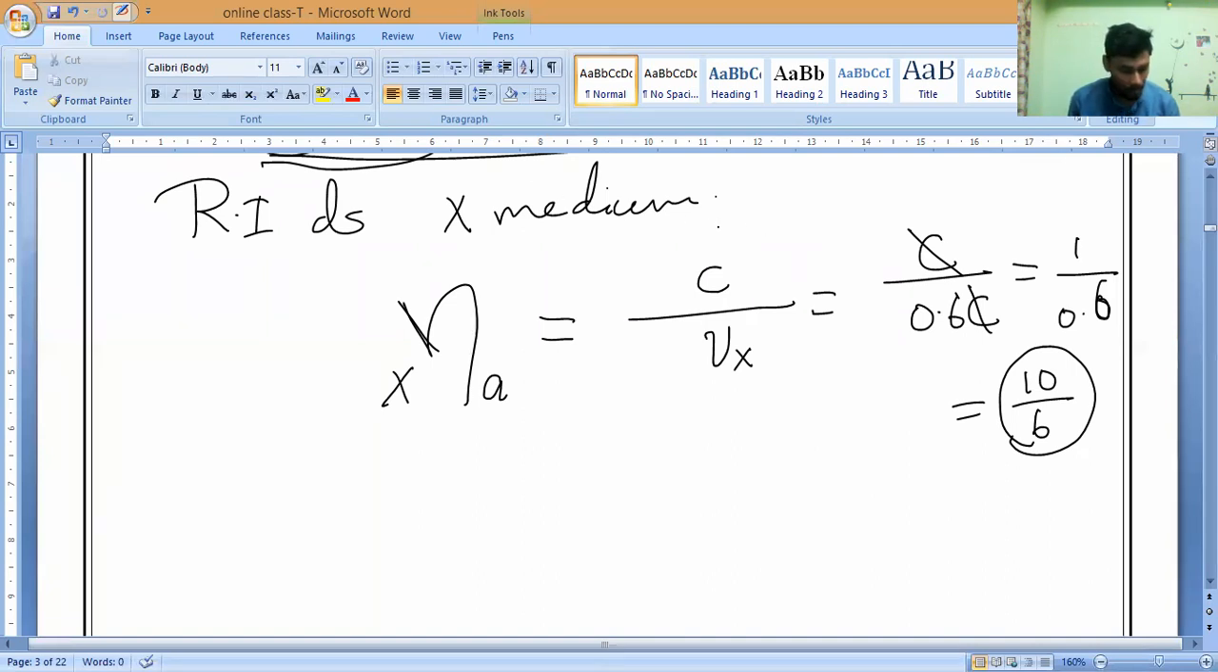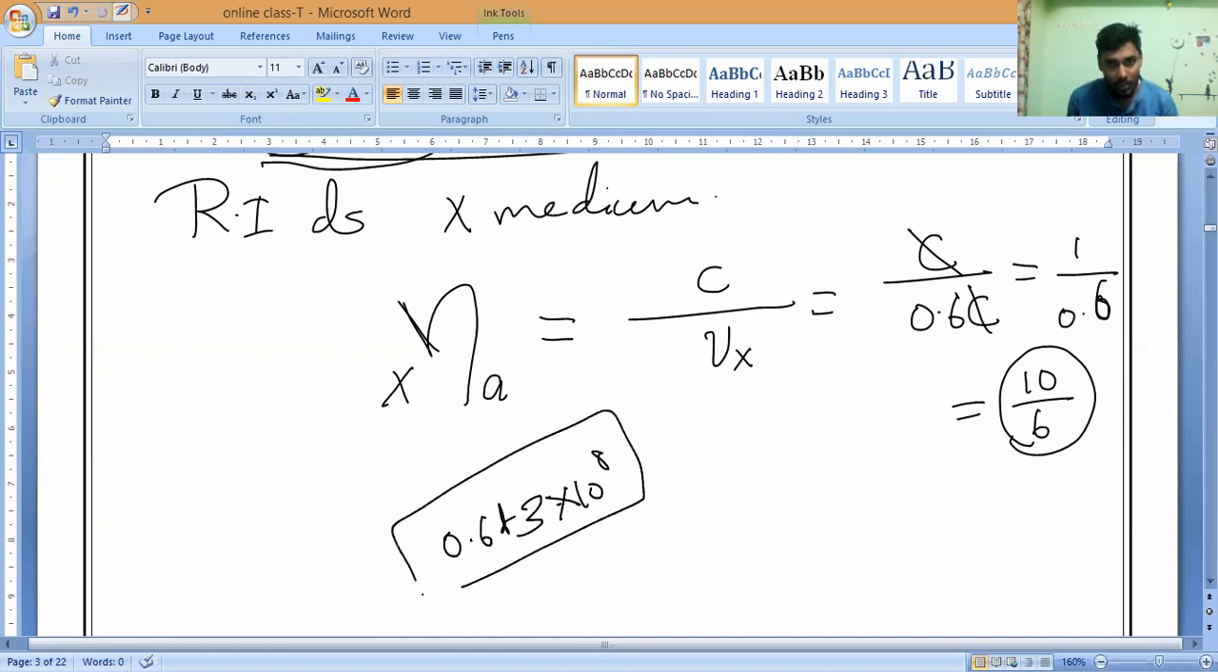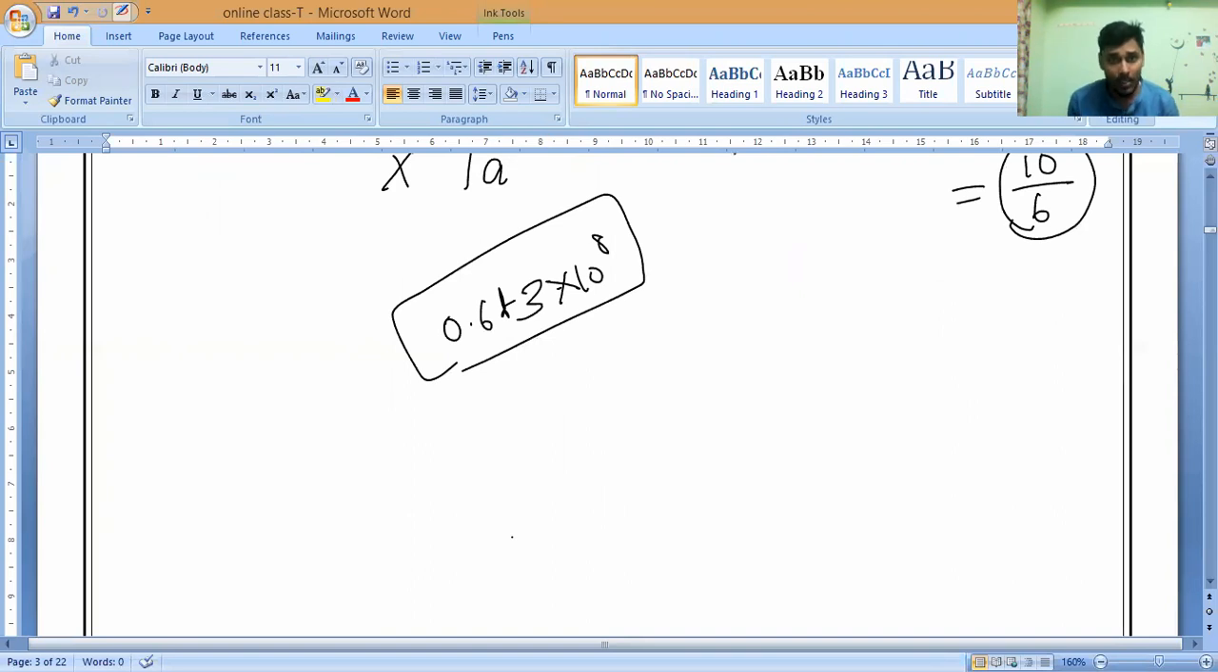What about 10 to the power 8? Doesn't matter. Everything will get cancelled, correct? We don't care about it. Suppose you see 0.6 times of 3.3 into 10 power 8, what will come? We have to multiply with that, correct? That is only the value. Do you understand? Yes, sir. So we need not bother about it.